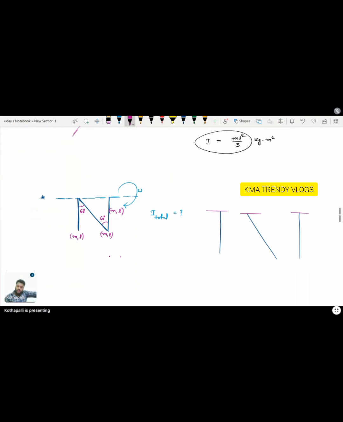Okay. So at what angle is this axis? For this, 90 degrees. For this it is 30 degrees, because it is 60. And here it is 90 degrees. So the moment of inertia of this is ml square by 3 directly. Moment of inertia of this is ml square by 3 sine square 30. Moment of inertia of this is ml square by 3.